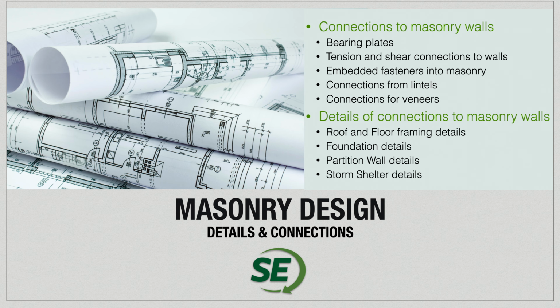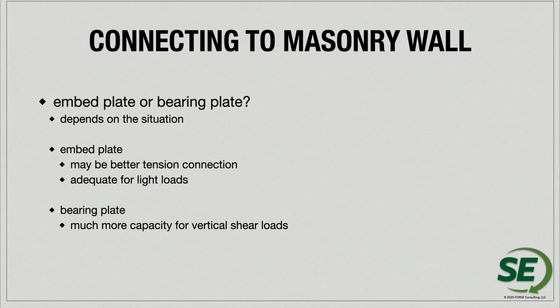Next, we want to look at the different details and connections that you could use within design. Just kind of a really quick overview for some standard details that we can use for all designs. First of all, we're going to look at the different connections to masonry walls. Do you have an embed plate or do you have a bearing plate? An embed plate might be better for tension connections, adequate for light, say, shear loads, but a bearing plate is going to have a lot more capacity for vertical loads.